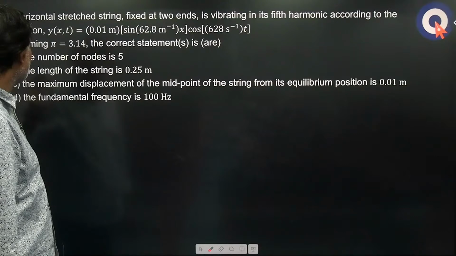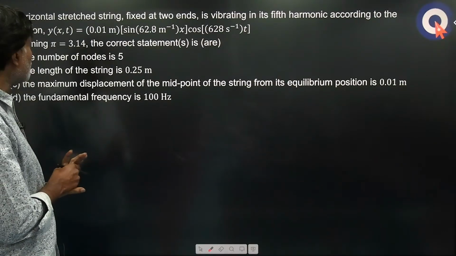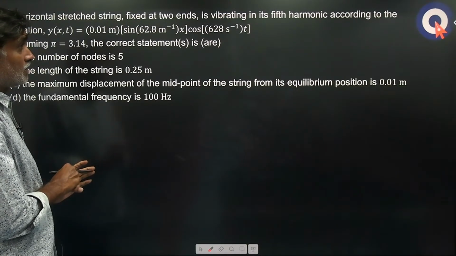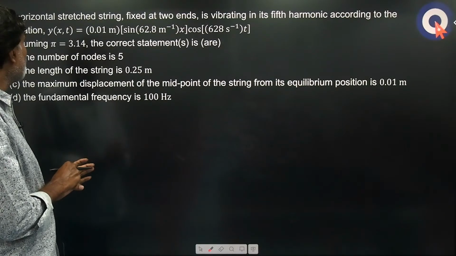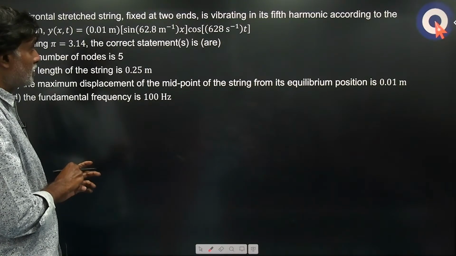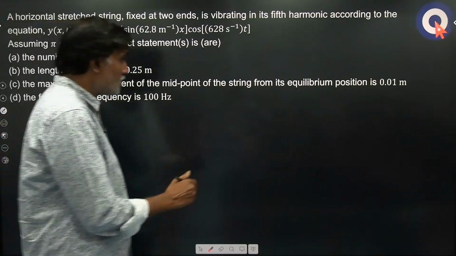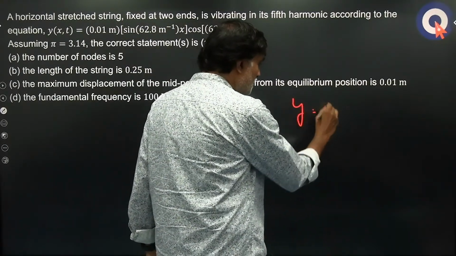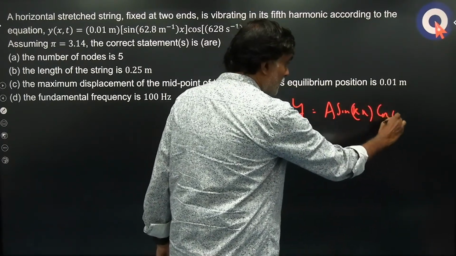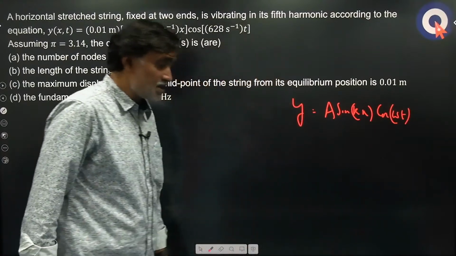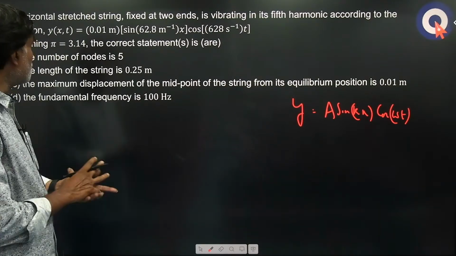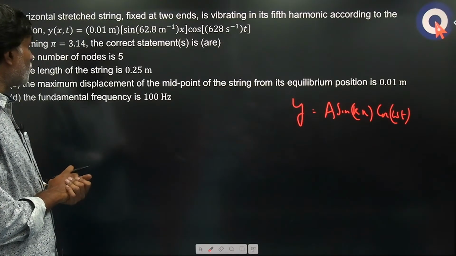The next question is this: a horizontal stretched string fixed at two ends is vibrating in its fifth harmonic. According to the equation, y of x,t is equal to 0.01 sin(62.8x) cos(628t). So what is the equation for stationary waves? It is a sin kx cos omega t or sin omega t, whatever it is. It all depends on where it is initially at t equal to 0. That's what you'll get. Okay. Assuming pi equal to 3.14, the correct statement is the number of nodes are 5.